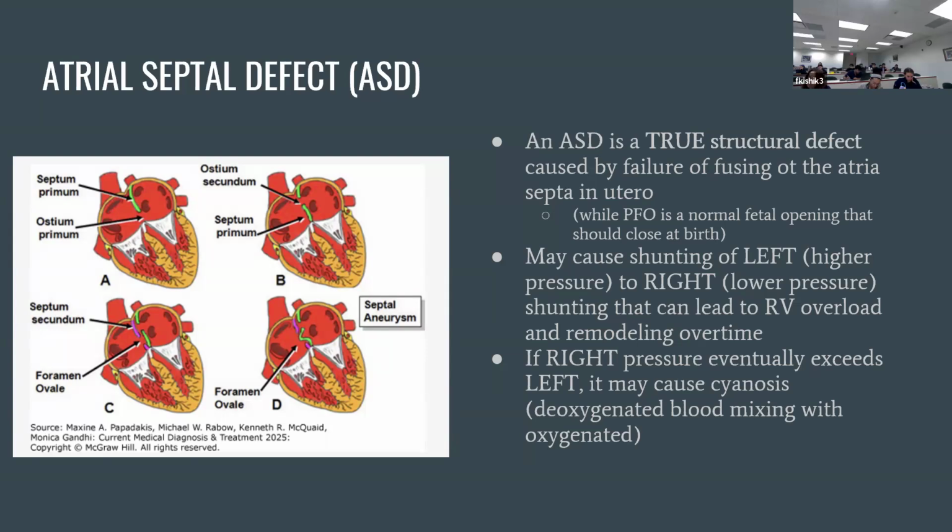So the next acyanotic lesion is an atrial septal defect. So this is a true structural defect.